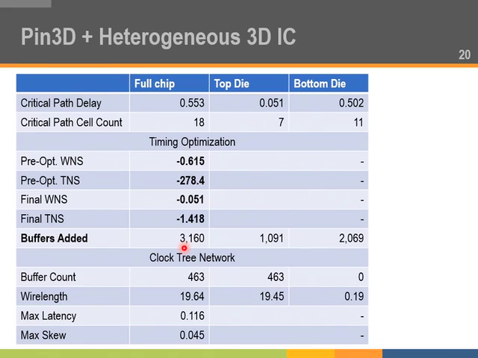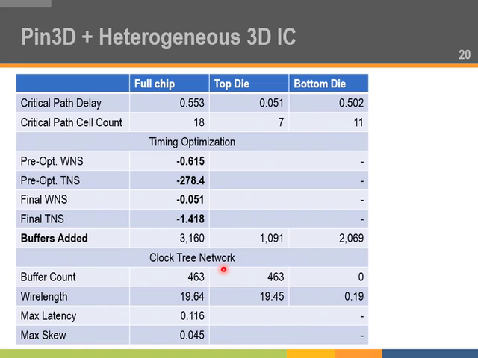If you look at the critical path in this heterogeneous design, it has 18 cells in total, and the total path delay is 553 picoseconds. And of these 18 cells, 7 cells are on the 15 nanometer die and 11 cells are on the 45 nanometer die, and these 11 cells consume 500 picoseconds of the delay, whereas these 7 high power consuming 15 nanometer cells only consume 50 picoseconds of the delay.